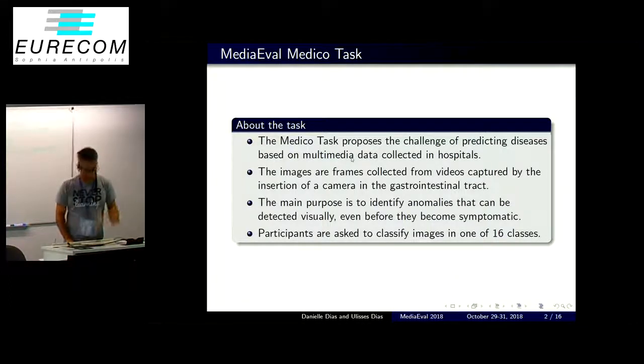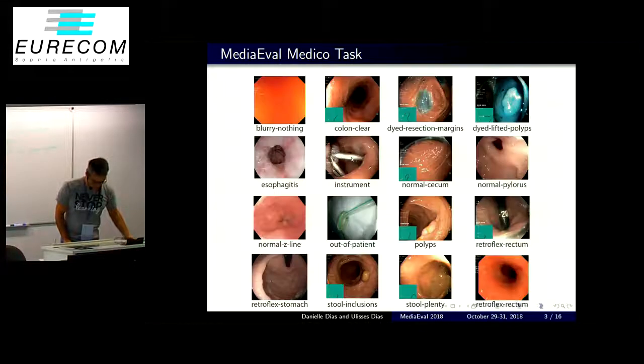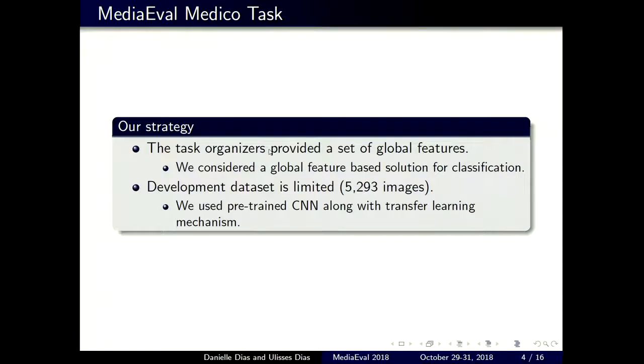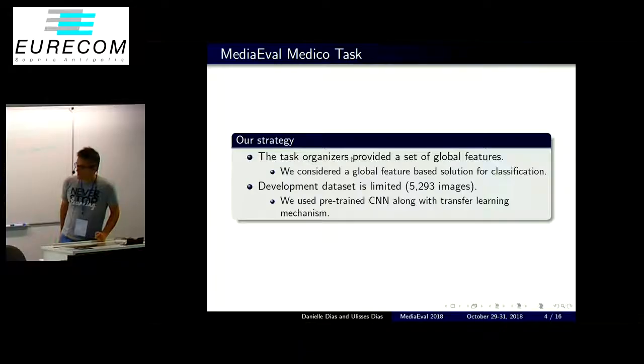Here the work explains a little bit of the task, so I'm just gonna jump over it. Here is one example of each of the 16 classes available in the dataset. The task organizers provided some global features that we used for our models to try to reach the results.